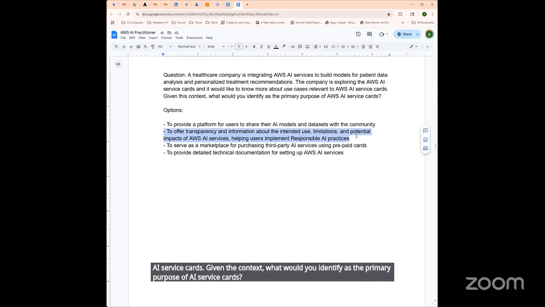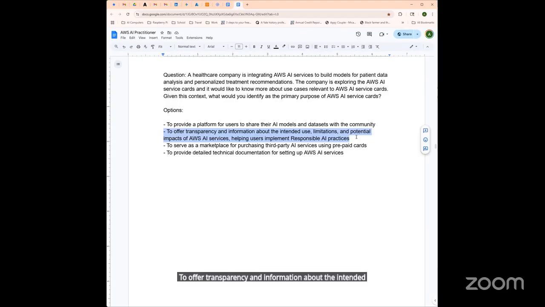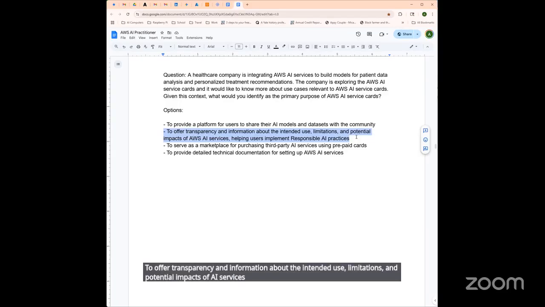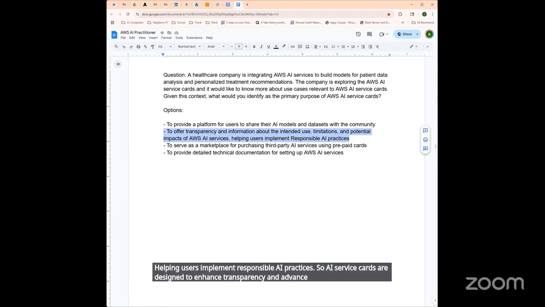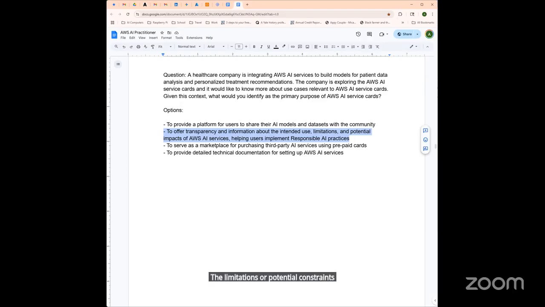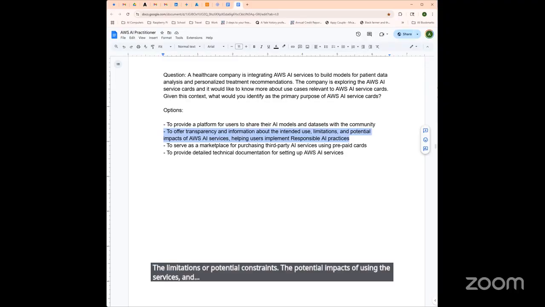To offer transparency and information about the intended use, limitations, and potential impacts of AI services, helping users implement responsible AI practices. All right. So AI service cards are designed to enhance transparency and advance responsible AI by providing users with crucial information about the intended use cases of AI, the limitations or potential constraints, the potential impacts of using the services, and implementation guidance. This helps users make informed decisions and implement responsible AI practices, so you can understand the implications of using the services in their specific context.